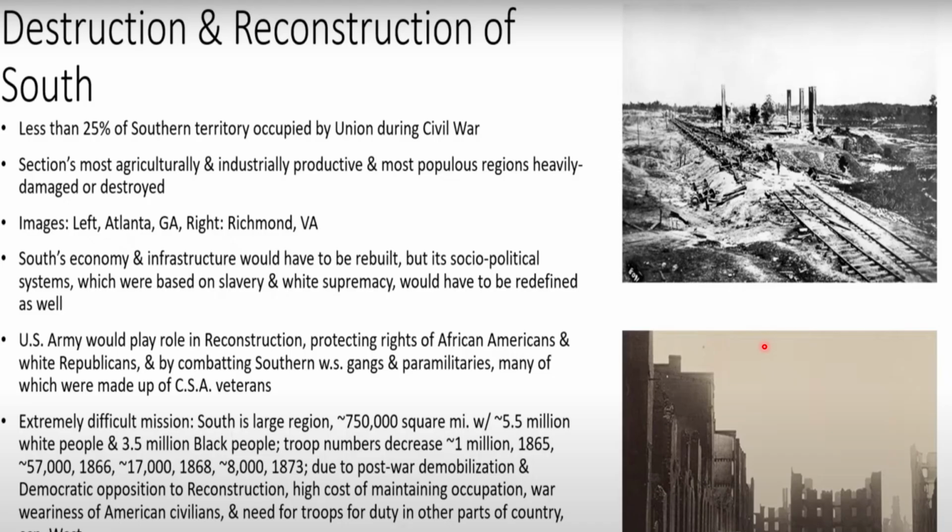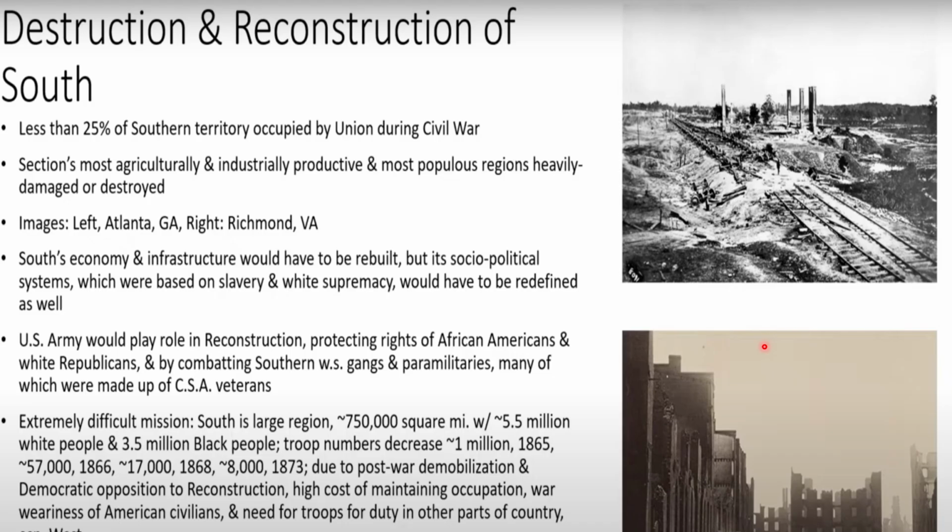The South is over 750,000 square miles. It's about 5.5 million white people and about 3.5 million black people. And as time goes on, the troops deployed for the Union or U.S. Army are going to decrease. They're going to be drawn down. There's 1 million Union troops in the South in 1865. By 1866, there's only 57,000. That number is going to decrease as time goes on. It's not nearly enough troops deployed in the South to have a really effective, fully effective Reconstruction.